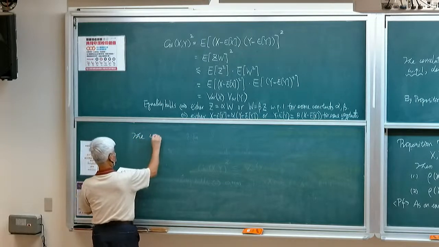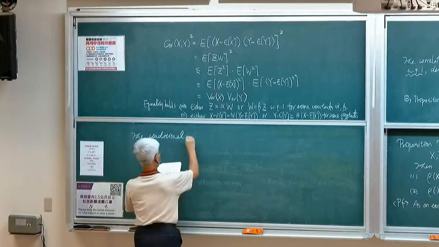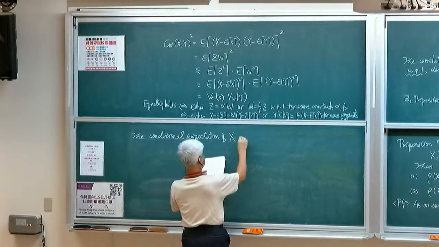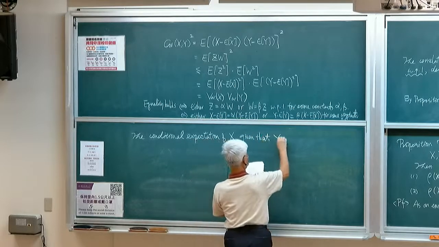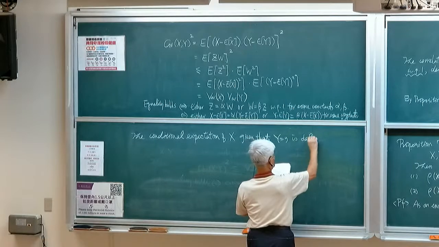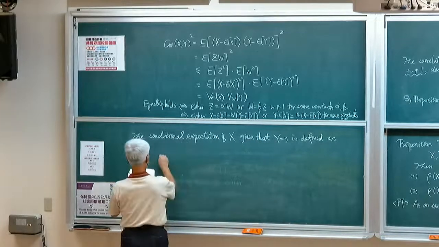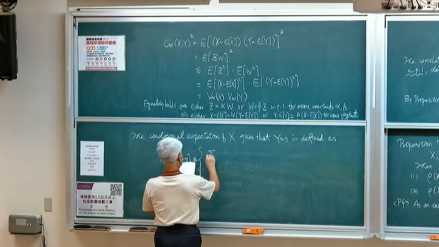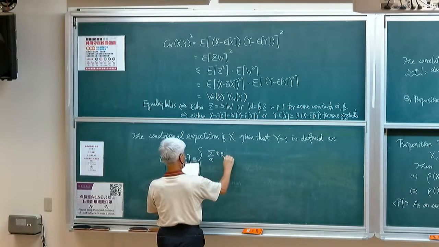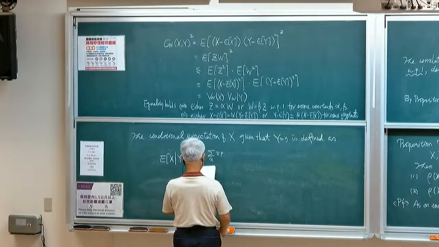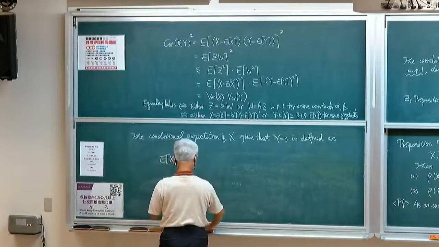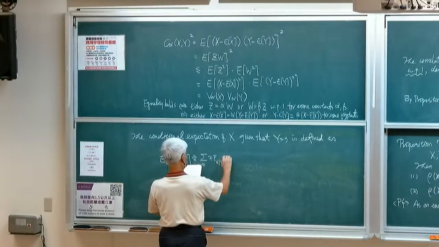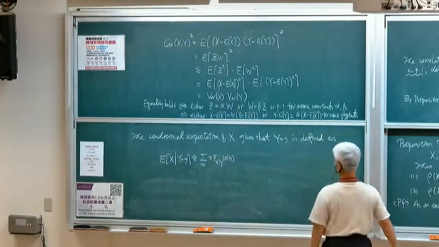Now, the conditional expectation of X given that Y equal to little y is defined as, okay, the notation is here, the sum over x of x times the conditional PMF. All right.